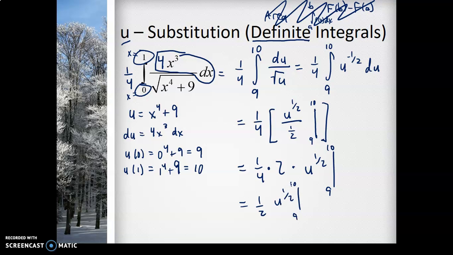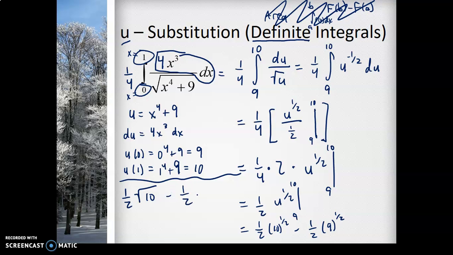And then all we have to do is plug in 10 and plug in 9. So we'd have 1/2 times 10 to the 1/2 minus 1/2 times 9 to the 1/2. Now you could stop here or you can keep simplifying, so I'll simplify a little bit more. You could write it as 1/2 times the square root of 10 minus 1/2 times the square root of 9. We know the square root of 9, so you could do 1/2 root 10 minus 1/2 times 3, which is just 3/2. This is likely the answer you'd see, or maybe 1/2 times root 10 minus 3.